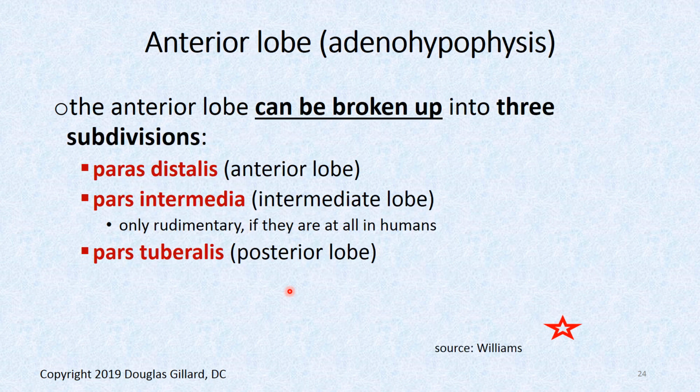The anterior lobe, again, is called the adenohypophysis, and can be broken down into three parts. We already looked at these: the pars distalis, the anterior portion, and the pars intermedia. Humans really don't have much of that, but other animals do. So we really have two functioning lobes of the anterior pituitary. Pars tuberalis is the posterior portion.